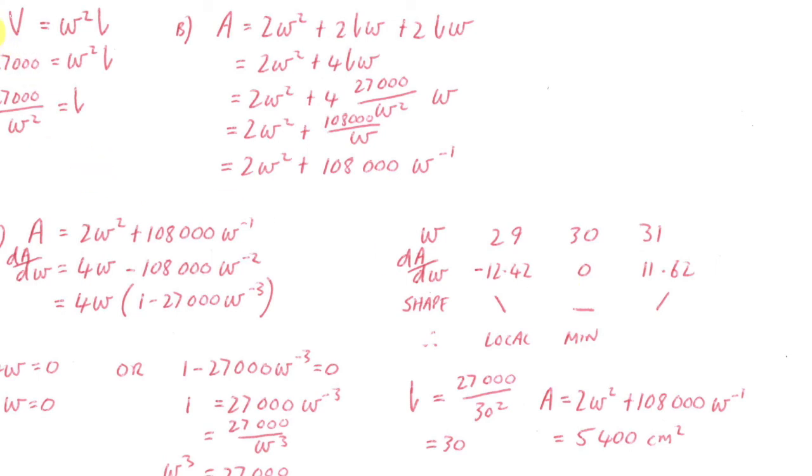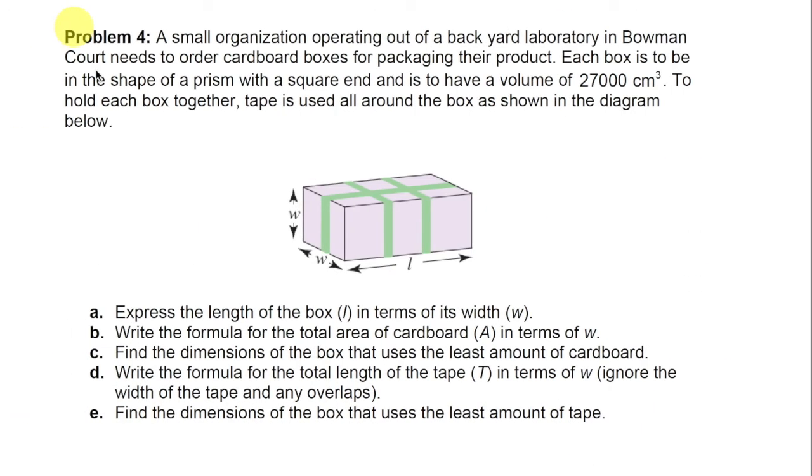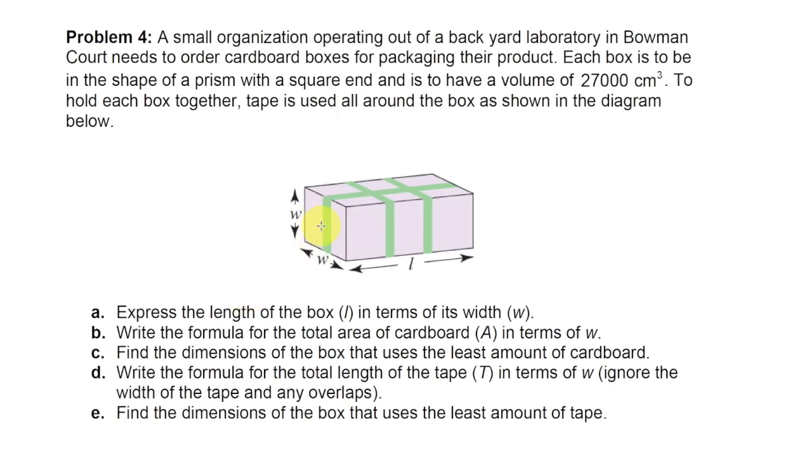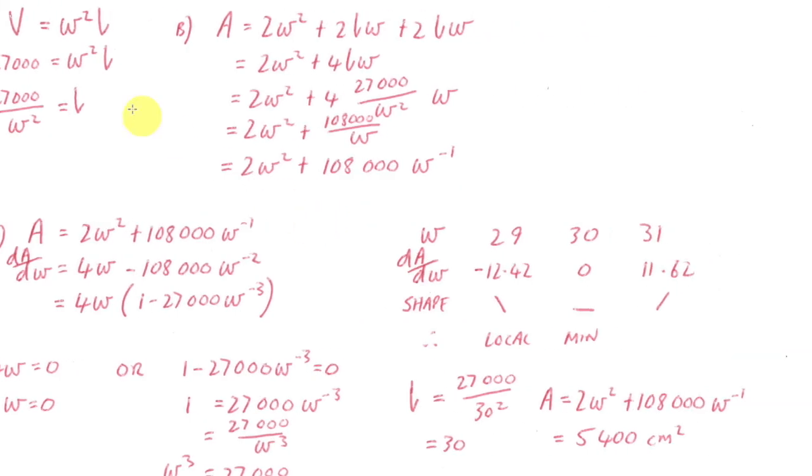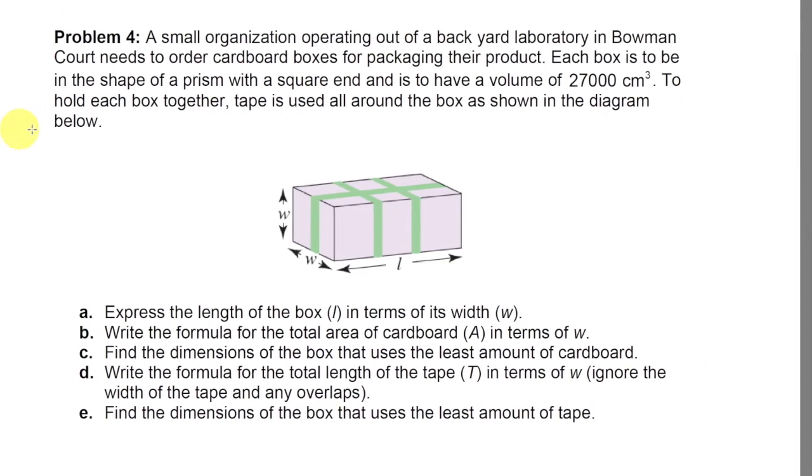So we start off for A that the volume is equal to W squared, which is just the area of the square of the box. So we're talking about this part here, W times W, multiplied by the length. That will be the volume. The volume in the question was set as being 27,000 cubic centimetres. So we have 27,000 equaling W squared times L. And now I simply divide both sides by W squared. So L is equal to 27,000 divided by W squared.